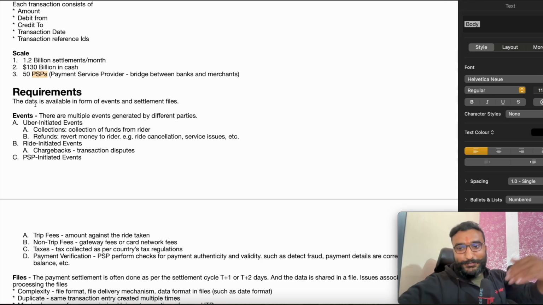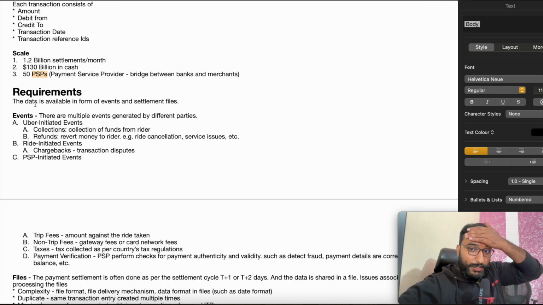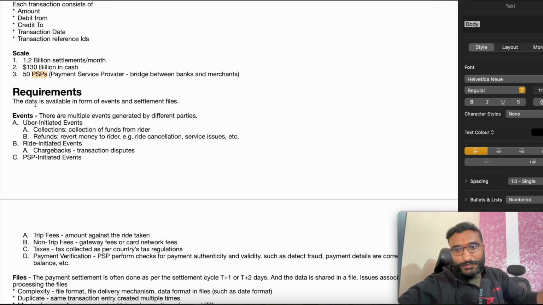We will later talk about the design, but the data received from these PSPs can vary heavily from PSP to PSP. So if Uber is integrated with 50 PSPs, there is a lot of complexity involved when they are consuming those settlement events from the PSPs.